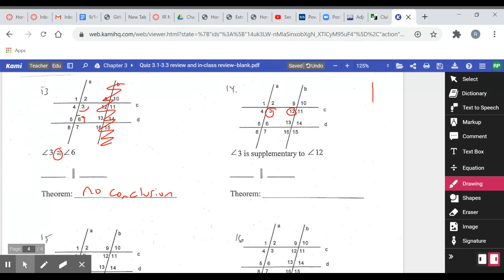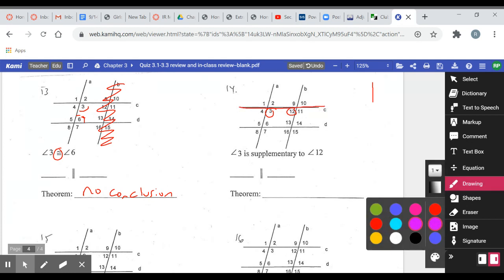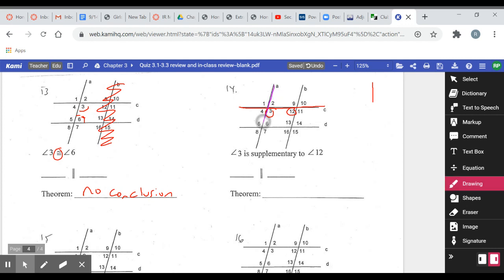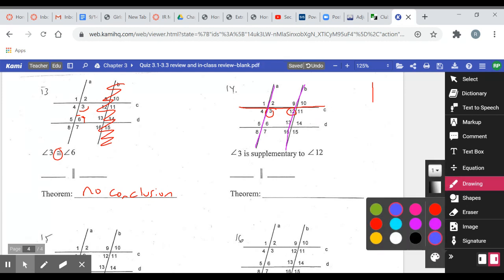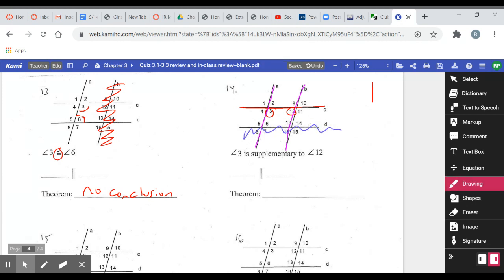I can tell based on that, this is my transversal that's going by both of those angles. So here's my two lines that make up the other sides of those angles. I'm not dealing with this. So if I look at those two angles, I can see that those are same side interior angles. And since they're supplementary, I know that those lines A and B must be parallel to each other. So that's when I fill in here A and B.